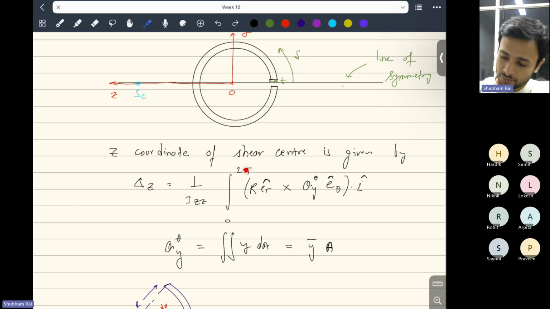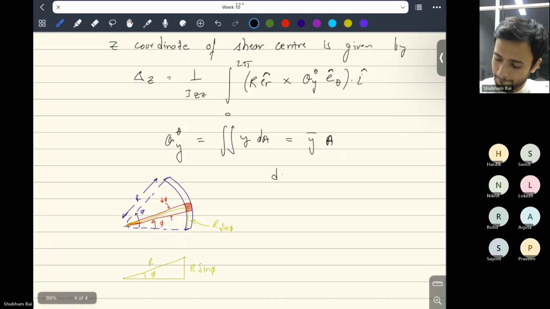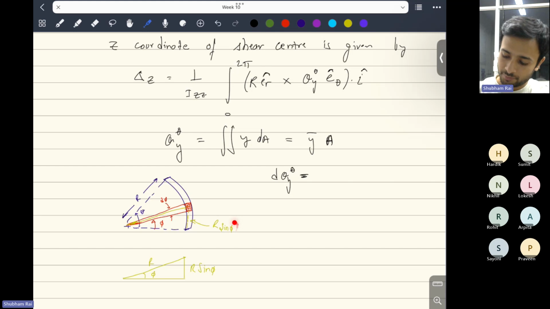Okay, so let me just write what is dqy theta. dqy is nothing but y prime into dA. So that's what I'm writing. Y prime of this section will be this r sine phi, because this is the distance of the centroid of the section from the y-axis. So that will be r sine phi.